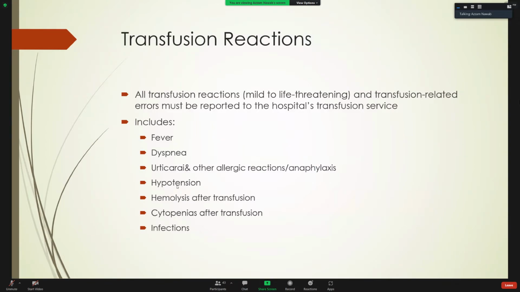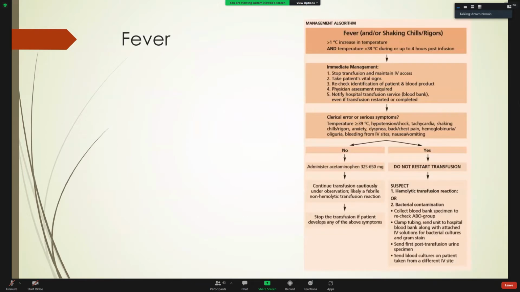Okay. All transfusion reactions range from mild to life-threatening, and transfusion errors must be reported to the hospital transfusion service, the blood bank. Those reactions include fever, dyspnea, urticaria, other allergic reactions, anaphylaxis, hypertension, hemolysis after transfusion, cytopenia after transfusion, and infection. So fever and shaking: if there is more than 1 Celsius increase in temperature and temperature more than 38 Celsius during or up to 4 hours post infusion.